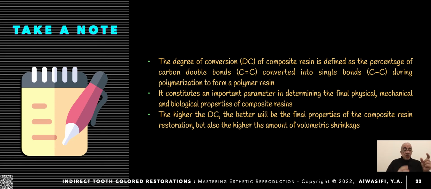What is meant by carbon double bond? A carbon double bond is a monomer molecule. With a carbon single bond, you have already consumed one of these bonds to bond with another monomer molecule until complete propagation and termination happen. Then, within the linear polymer, you are again converting double bonds to single bonds by cross-linking your material. This is an important parameter in determining the physical, mechanical, and biological properties of composite.